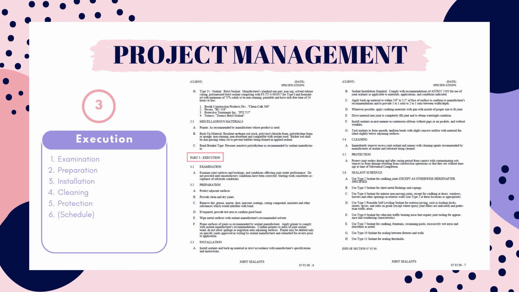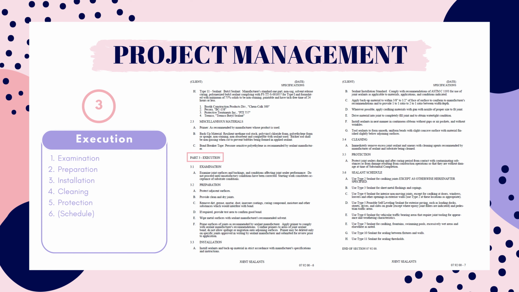So it says to protect adjacent surfaces, but it doesn't say how or with what. Then it says provide clean and dry joints. Same thing, no how or with what. Typically, the manufacturer will have accepted practices in place for these types of things, so it's not a complete free-for-all on how things get done. So this section covers examining the work area before the work starts, prepping the area, installation, cleaning, and finally protection of the work until all construction is complete.